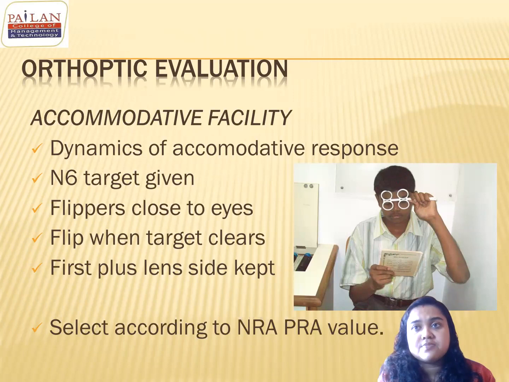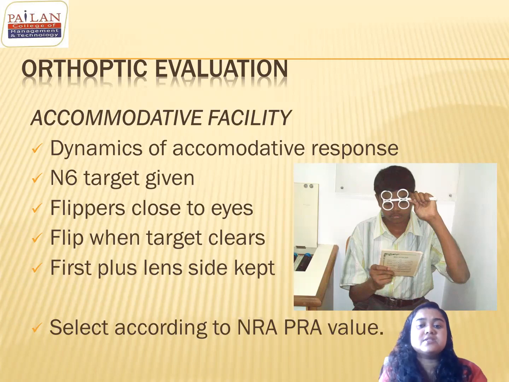For plus minus 1, the number of cycles should be around 10 to 12. Plus minus 1.5, 7 to 8 cycles maybe. Plus minus 2, there may be 4 to 5 cycles. So we'll correlate with these normal values. If you have selected a plus minus 2 flipper, suppose the NRA is around plus 3 and PRA is around minus 3, we can easily select a plus minus 2 flipper for the patient. So the patient can easily clear the flipper lenses, right?